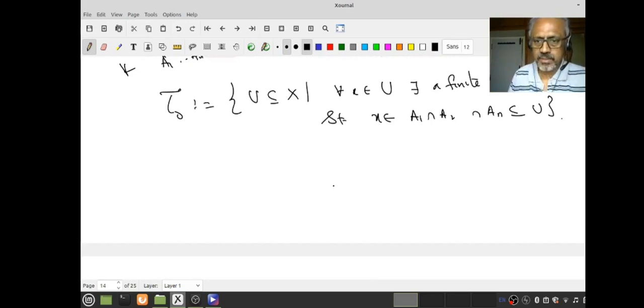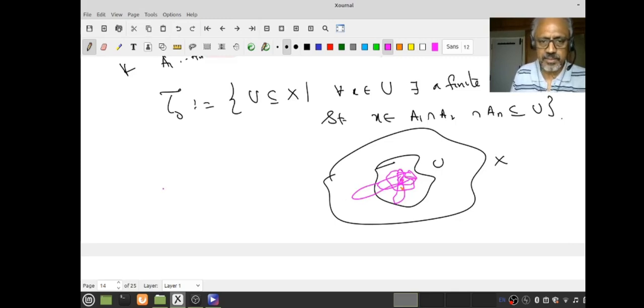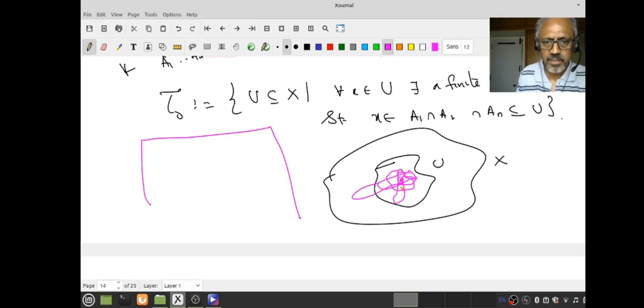So I have a set X, and this is set U. I want to show this is open. What should I do? You give me any X in U, then I have to find something like A1, A2 and A3 and so on, that intersection. Let me look at a slightly better way. Maybe I should draw a linear thing so that it will be easier for me to draw.